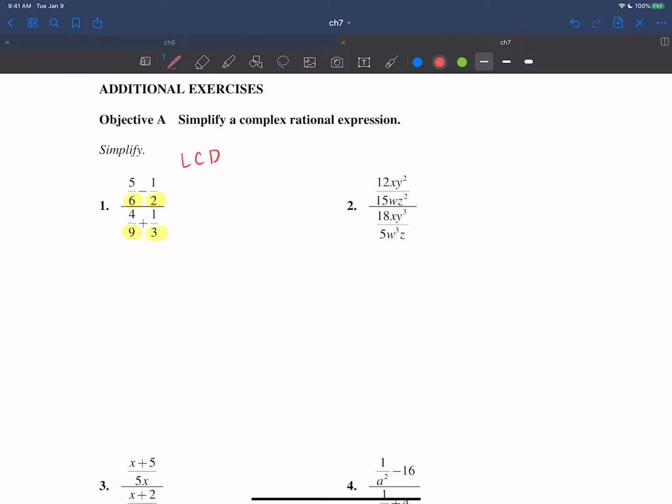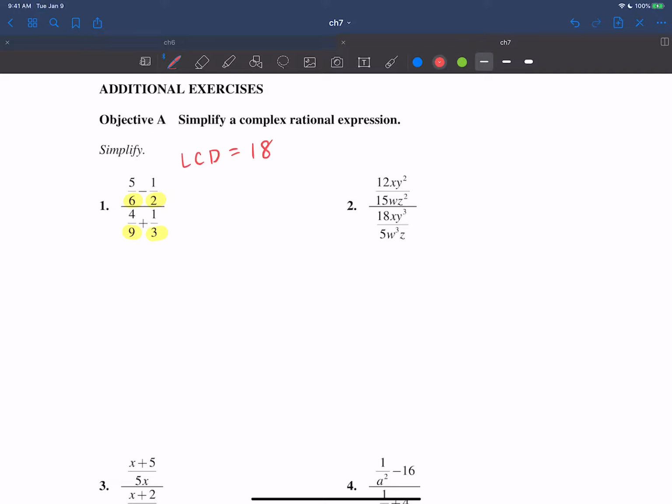So you're going to check whether or not 9 is divisible by all the other denominators. Is 9 divisible by 6? No. If your answer is no to any of the questions, you're going to move on to the next multiple of 9. In this case, it will be 18. Then you ask yourself again, is 18 divisible by 6? Yes. Is 18 divisible by 2? Yes. Is 18 divisible by 3? Yes. And that 18 is our LCD.